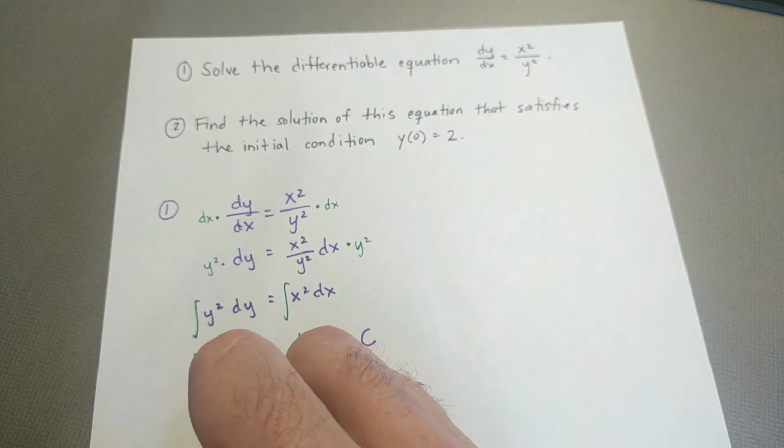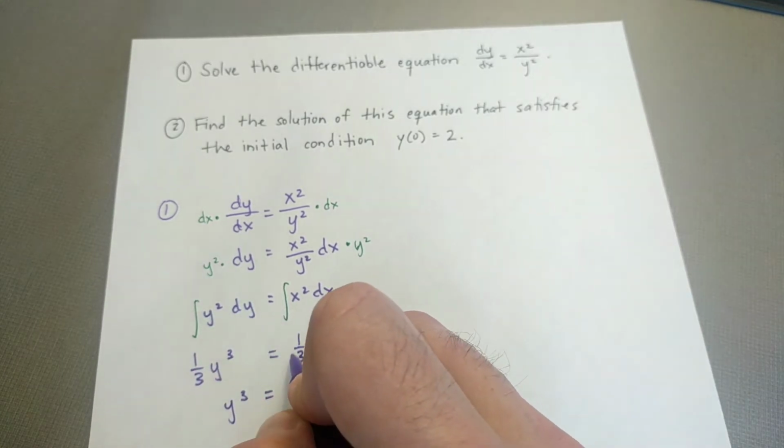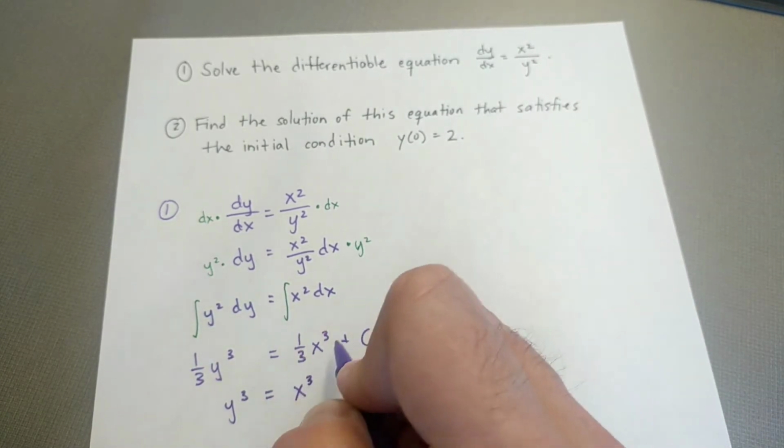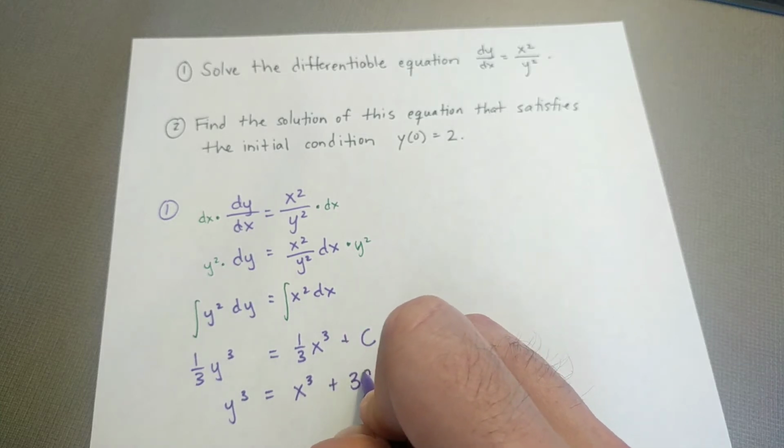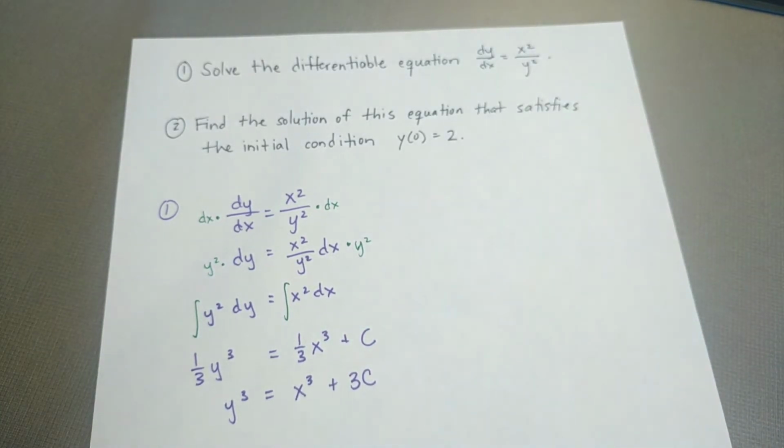So that's going to get us y cubed equals 3 times a third is just 1. But now that turns my original constant into a 3c, which is still a constant. So you could get fancy and be like, oh, I'm just going to go ahead and call that k or something like that. But you don't have to. You could write it this way. I'm going to keep it this way.